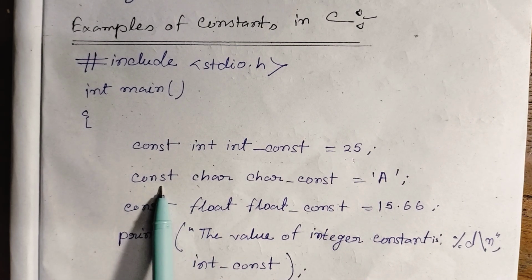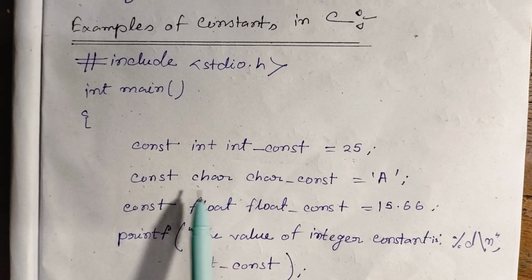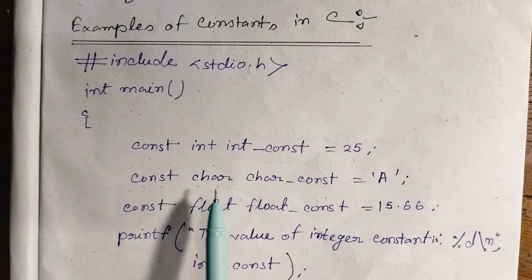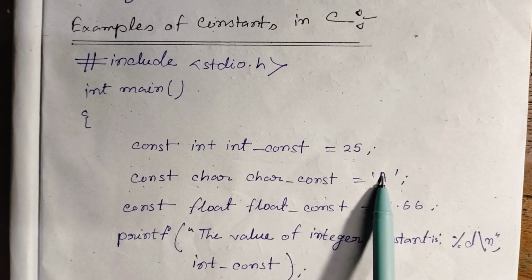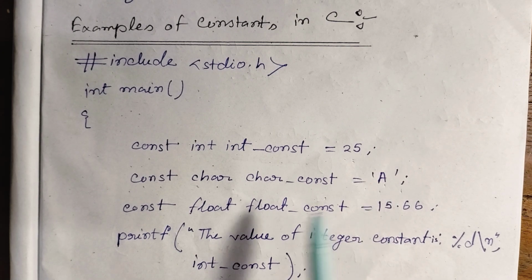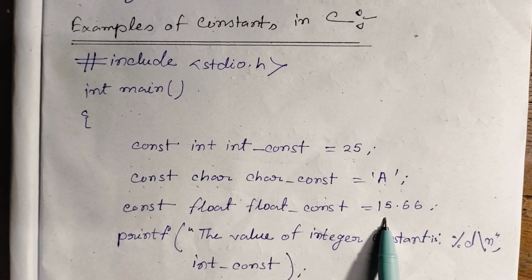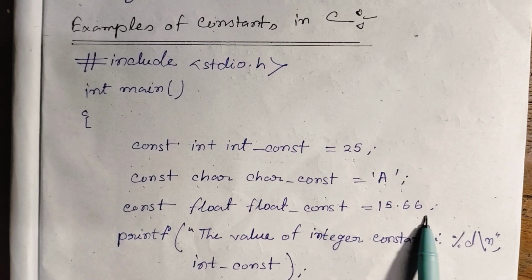In the second line, there is the const keyword. After that, char, which is the character data type, then the variable name, character constant. You can give any name as a variable name, but the data type is char or int. For the character, we write 'A'. Same way, const float constant 15.66. Float means a value with a decimal point.